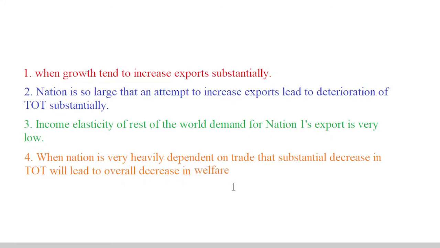So if you are too heavily dependent on trade, like for your consumption you import everything, and for your income you export because you will have to pay for that, in that case also a decrease in terms of trade will decrease your welfare. Because if you are dependent on your exports for income and the price of your export is going down, definitely your income will go down, and if your income is going down you will be able to import less, so your welfare will decrease if you are heavily dependent on trade. So these are the four reasons in which we observe immiserizing growth.